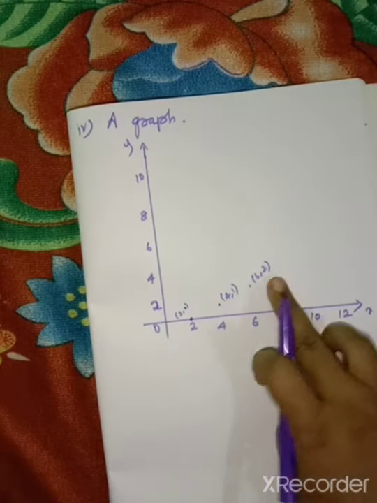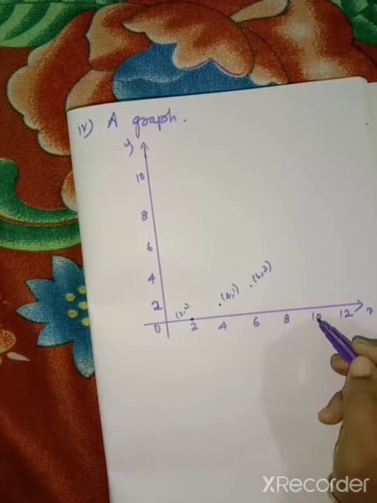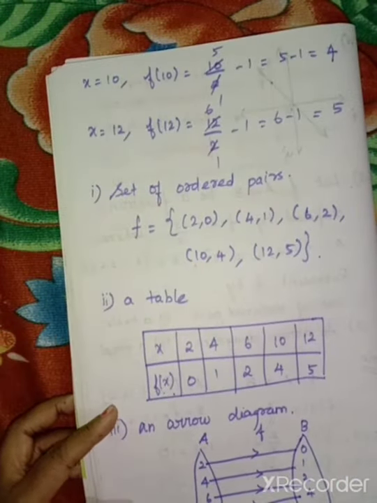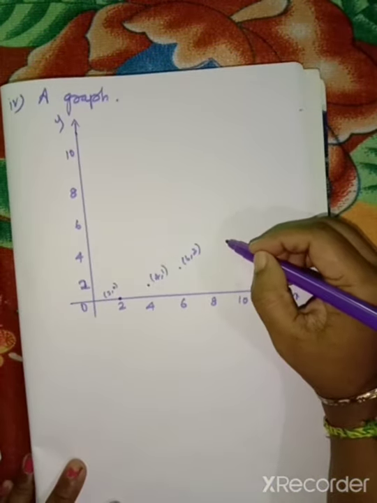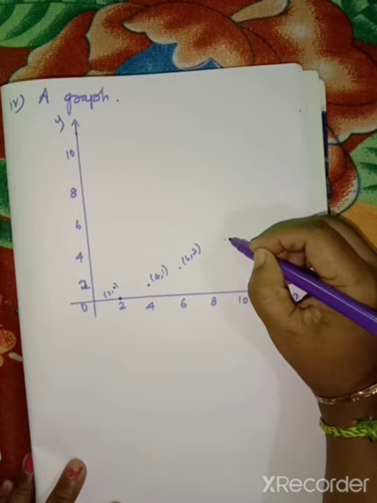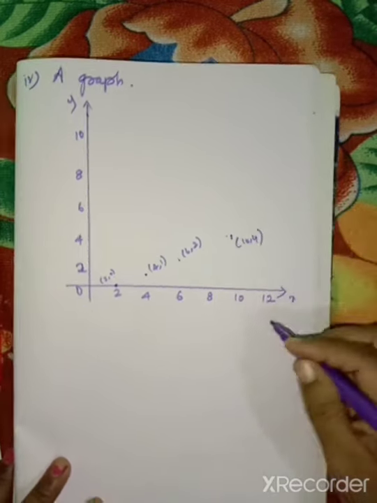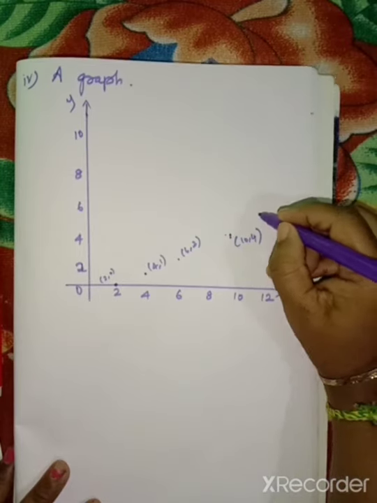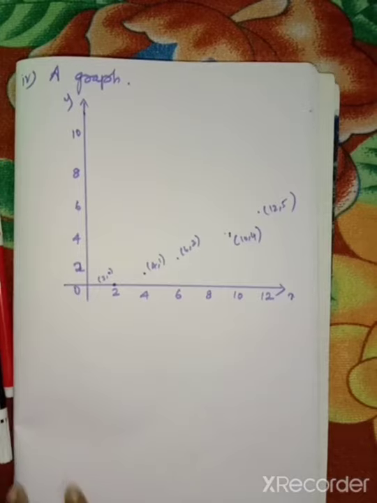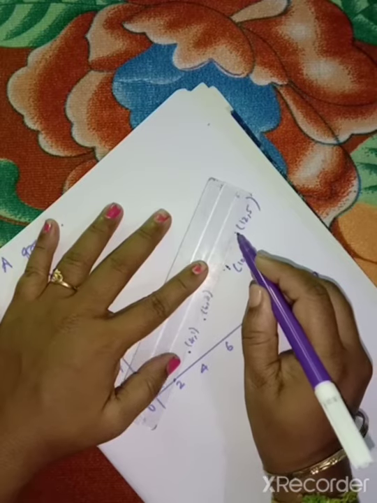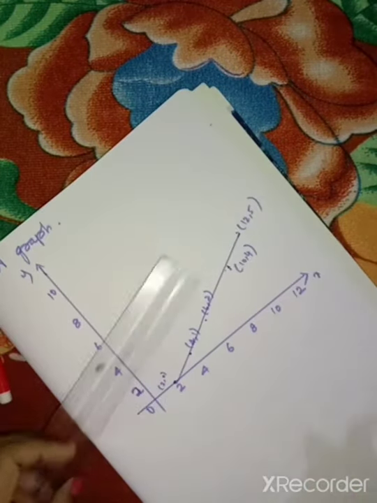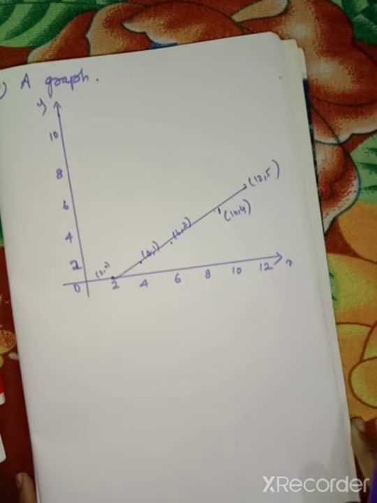So 2, 4, 6, and 8 is not there, so 10 alone, because for the A set there is no 8. So our next one is 10. 10 is for 4, so the point 10, 4, then 12, 5. Then join the lines. If you draw in measurement, the line must pass through the same points. So use a scale pencil and draw the graph.